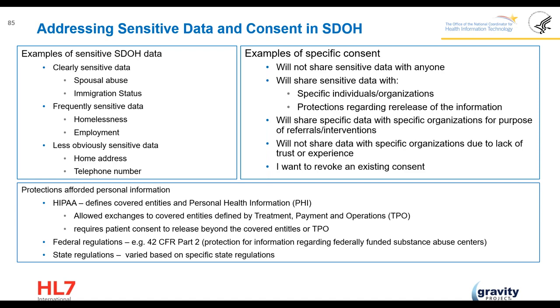We have a series of things that we need to support in consent. The ability to not share sensitive data with anyone. The ability to share sensitive data with specific organizations or individuals, including protections on re-release of the information. You've heard about this from Kathleen. And then the ability to tag data for re-release. The ability to share specific data with specific organizations for referrals or interventions. And then specific organizations that you do not wish to share with.